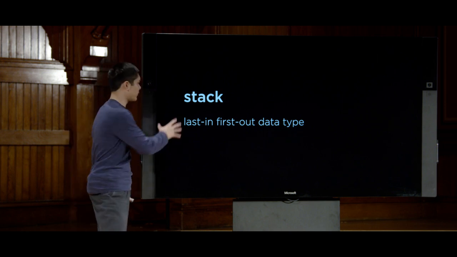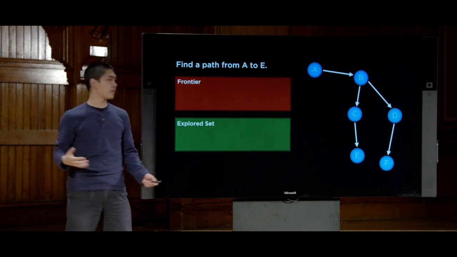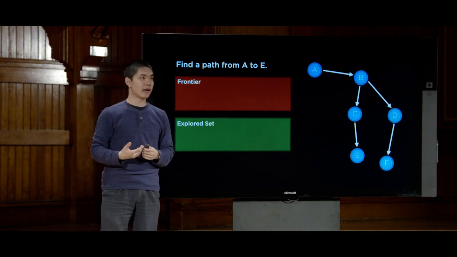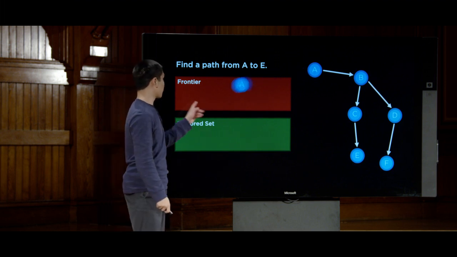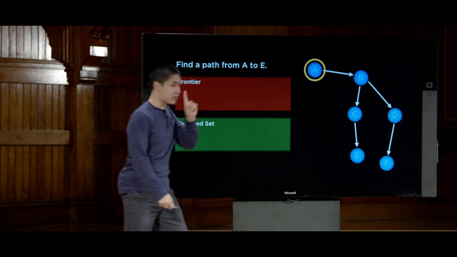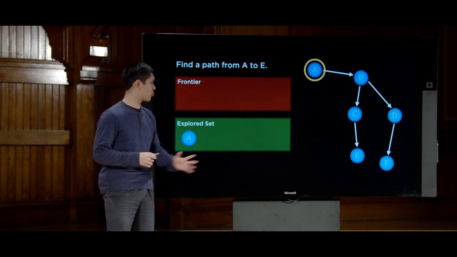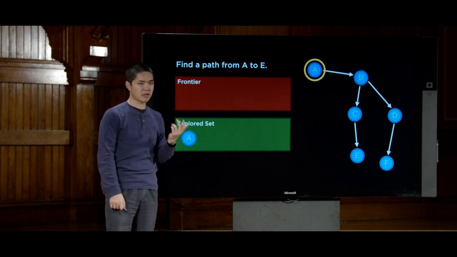So let's see what happens if I apply this stack-based approach to something like this problem, finding a path from A to E. What's going to happen? Well, again, we'll start with A, and we'll say, all right, let's go ahead and look at A first. And then notice this time, we've added A to the explored set. A is something we've now explored. We have this data structure that's keeping track.